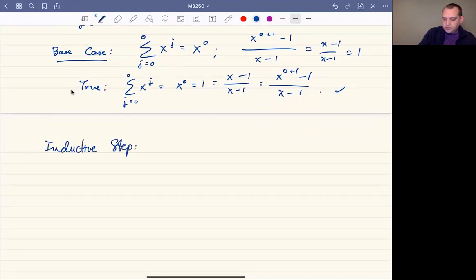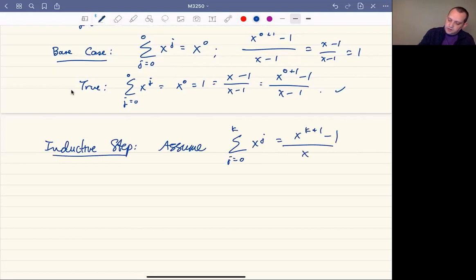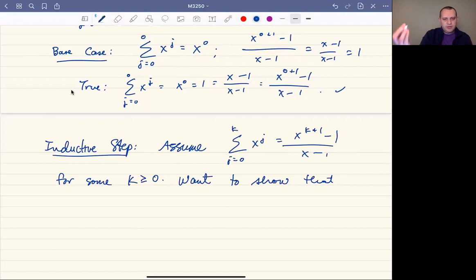what we're going to do is we're going to assume that this is true for some k. So assume that the sum of x to the j, so j goes from 0 to k, equals x to the k plus 1 minus 1 over x minus 1. And we're going to assume that that's true for some k greater than or equal to 0. And then we want to show that, I always like to write out what we want to show. That kind of tells us which direction we're supposed to go.